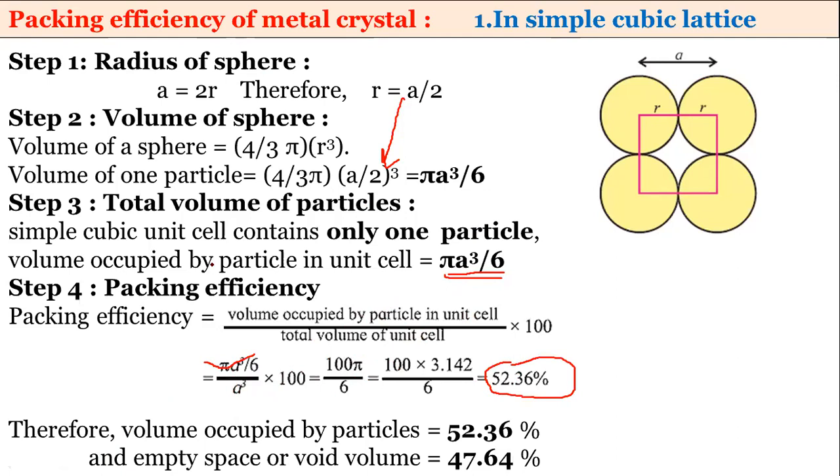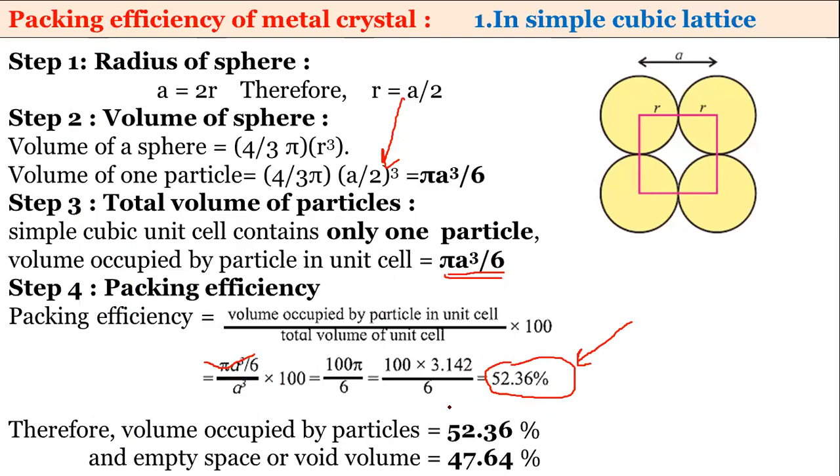This calculation can be asked for 2 marks: calculate the packing efficiency of simple cubic lattice. So we have to write all these steps for 2 marks. This is for half mark, this is for half mark, this is for half mark, and this is for half mark. Many times this is asked in the examination. So we have to remember all these steps.